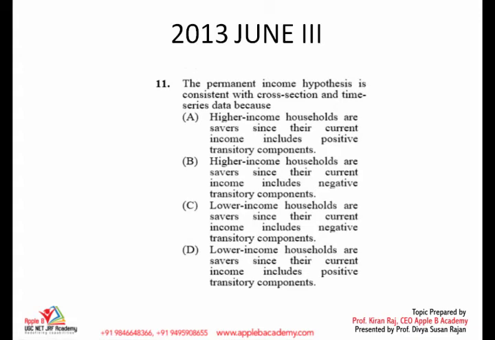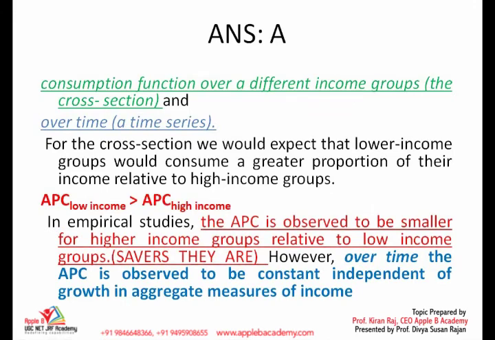Now the correct answer to this question will be A, that is, higher income households are savers since their current income includes positive transitory components. Now why do we say that? Let's have a look at the explanation for this question. The consumption function over different income groups is what we term cross-sectional data, and the consumption function over a period of time is what is termed time series data.